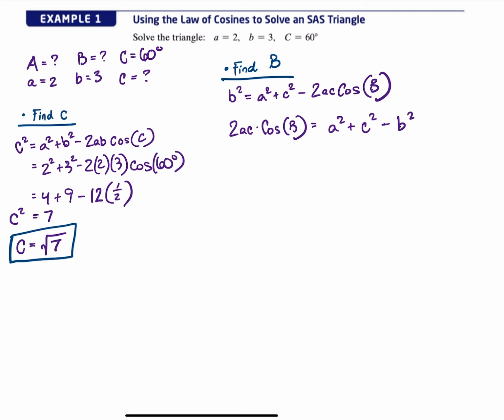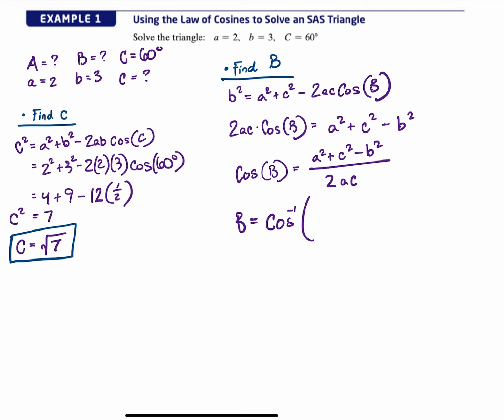And let's divide both sides by 2ac. So we get this expression, cosine of b equals a squared plus c squared minus b squared over 2 times a times c. So to find this angle, I would take the inverse cosine of both sides. So b would be equal to the inverse cosine of, and let's go ahead and plug in all our values.